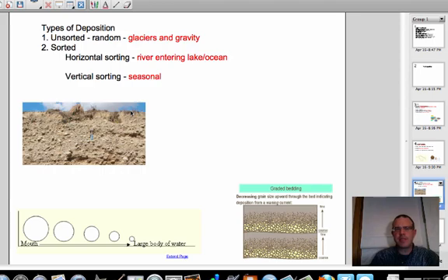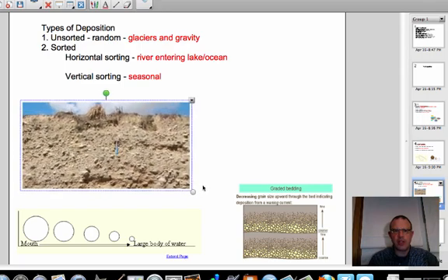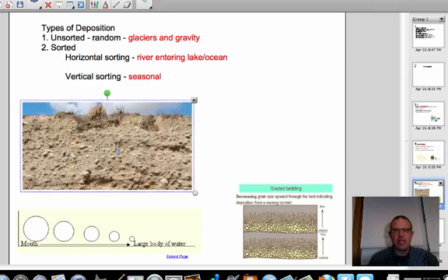And last are the types of deposition. We can have unsorted and random, or we can have sorted. The unsorted and random look like this particular picture here, and you can see there's a picture of a rock hammer in this showing you size. This would be something like a glacier, the end moraine or terminal moraine, or it could be something with gravity. We have particles and stuff falling off the side of a mountain.